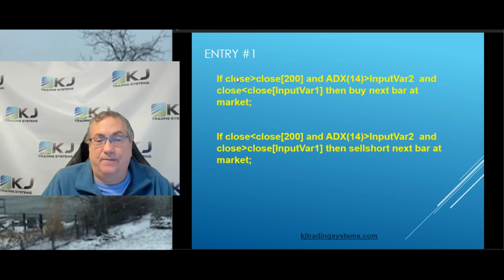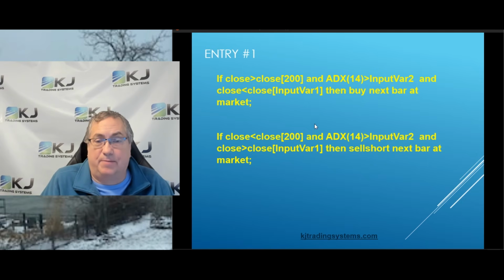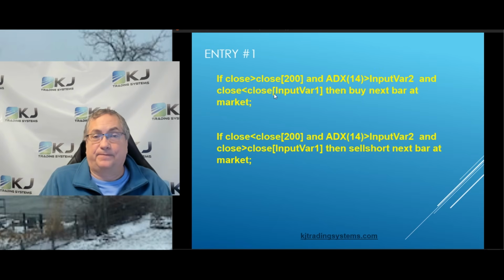So it's saying, hey, if your 200 bar momentum's up, that's suggesting a longer term uptrend. Your ADX is saying, hey, we have a trend. And then your short term momentum is saying, hey, we have a pullback. So it's the short term momentum's down. This might be a good time to enter. Then you're going to buy at the next bar at market. And the exact opposite holds true for short.